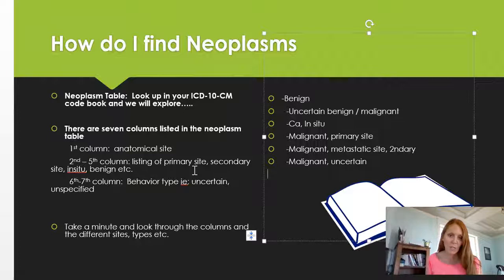So as a coder, you're always going to come here by anatomical site and then scroll over. Make sure you stay in the same row, right? Once you find the column for your anatomical site, you want to stay in the same row and then find if it's malignant primary, secondary, in situ, benign, uncertain, or unspecified, and find your code. Now, again, we just can't stop here. Once you find your code in the column, you still verify that code in the index, the tabular.